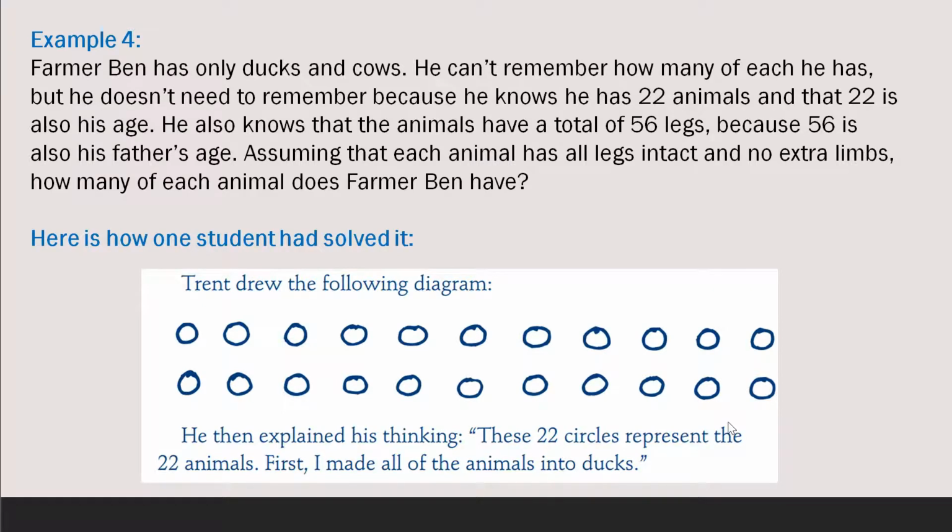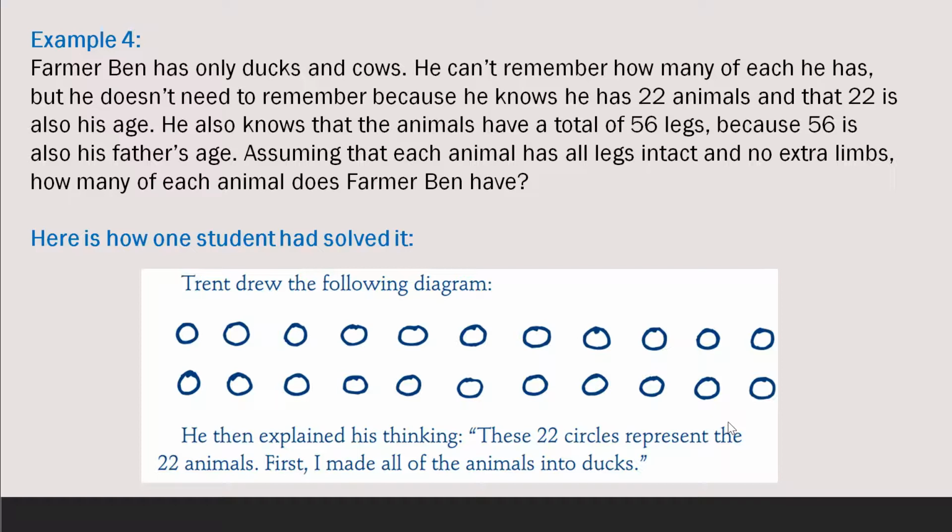Let's look at example 4. Example 4 is saying Farmer Ben has only ducks and cows. He cannot remember how many of each he has, but he doesn't need to remember because he knows that he has 22 animals because 22 is his age. He also knows that the animals have a total of 56 legs because 56 is his father's age. Assuming that each animal has all legs intact and no extra limbs, how many of each animal does Farmer Ben have?